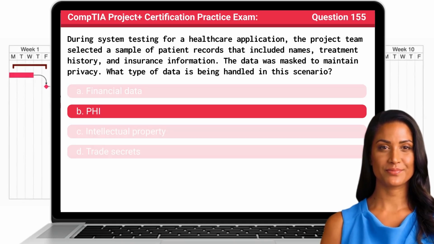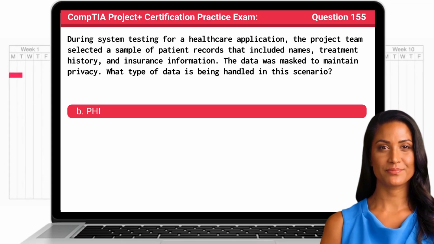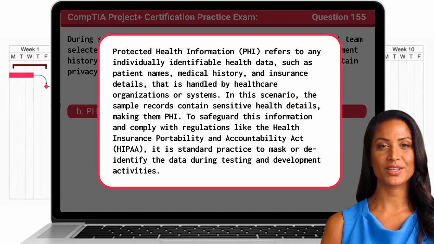The answer is B. PHI. Protected health information, abbreviated PHI, refers to any individually identifiable health data, such as patient names, medical history, and insurance details, that is handled by healthcare organizations or systems. In this scenario, the sample records contain sensitive health details, making them PHI. To safeguard this information and comply with regulations like the Health Insurance Portability and Accountability Act, or HIPAA, it is standard practice to mask or de-identify the data during testing and development activities.